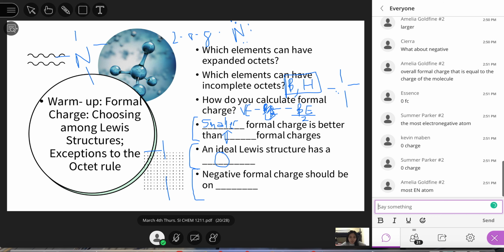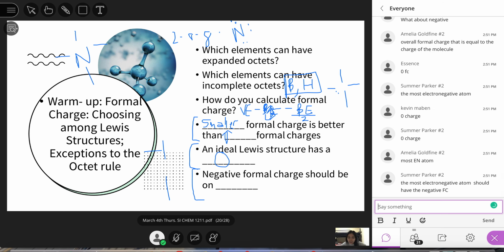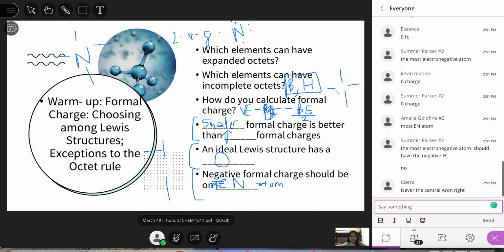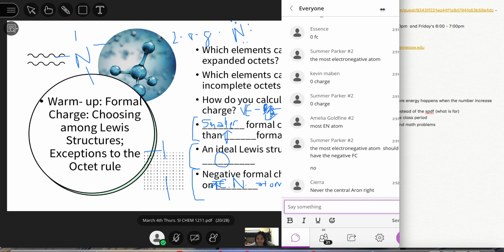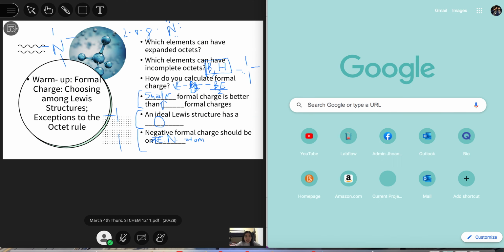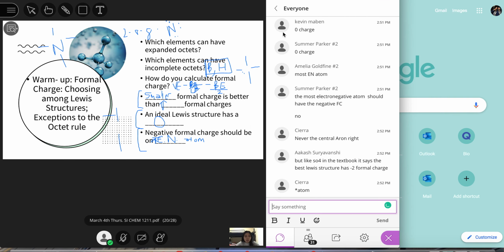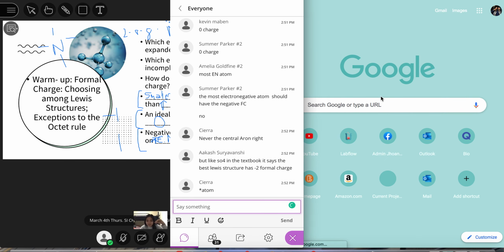Negative formal charge should be on the most electronegative atom. Yes, exactly. Okay, do we have any questions on this part? No, okay, good. So negative formal charge is usually on the most electronegative atom.